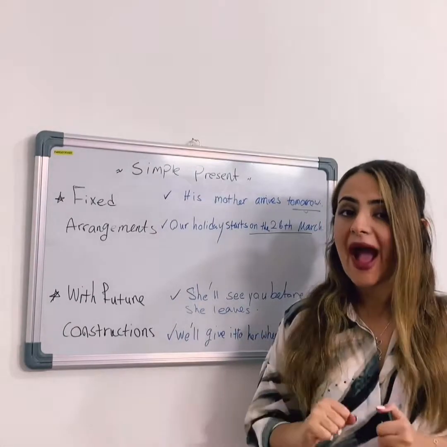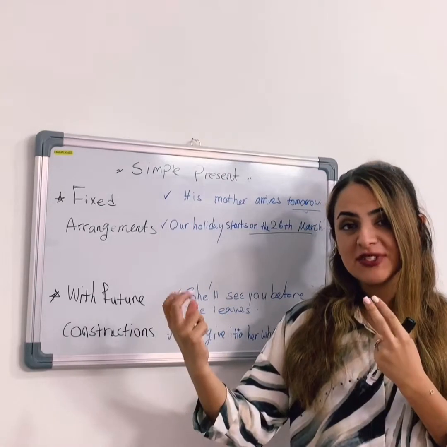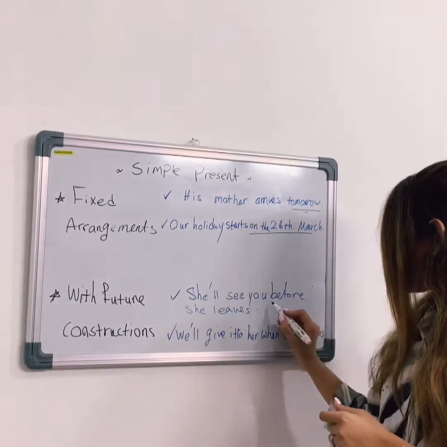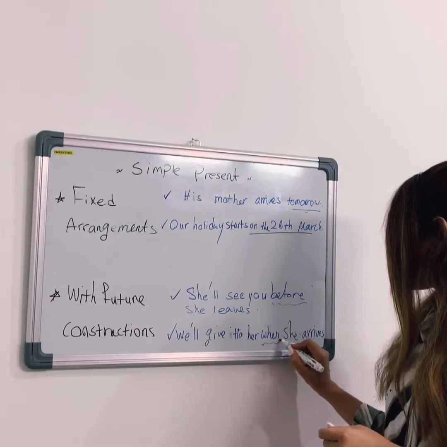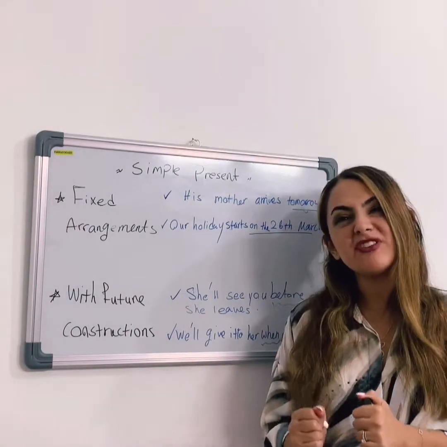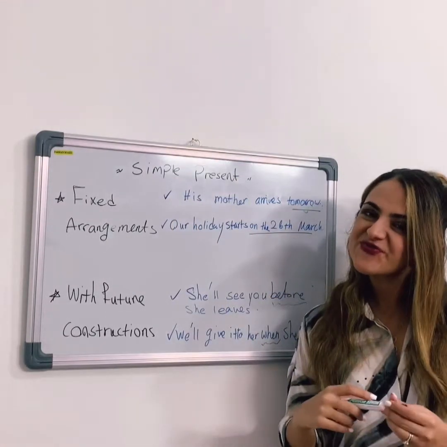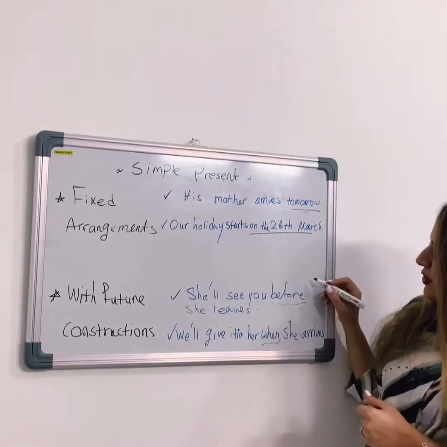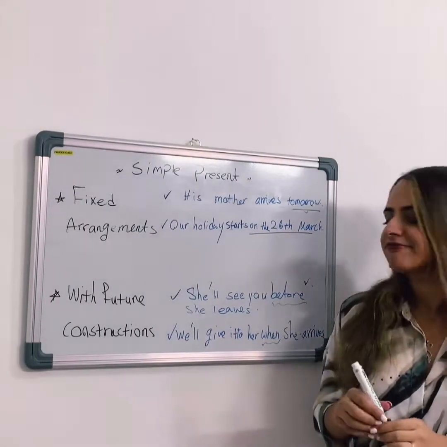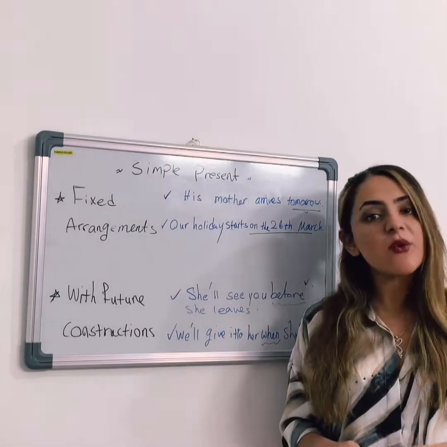When we have future tense and we have 2 sentences, she will see you before she leaves. I'm talking about future, but also I'm using before. We will give it to her when she arrives.